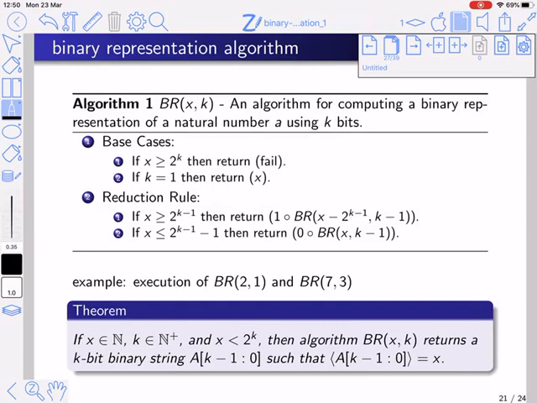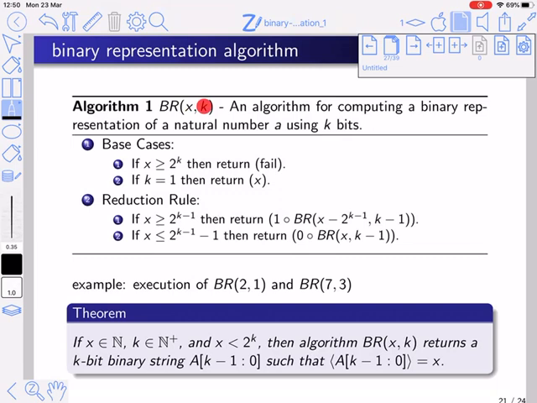The algorithm for computing the binary representation of a number x using k bits is a recursive algorithm. The stopping condition consists of two subcases. In the first case, we check whether x is greater than or equal to 2 to the k. Recall that with k bits you cannot represent numbers this big, and therefore you can announce failure immediately. If k equals 1, then x can only equal 0 or 1, in which case its binary representation is simply x. These are the base cases.